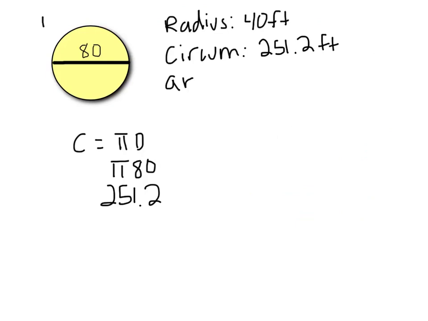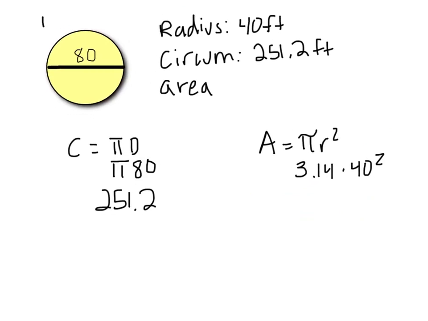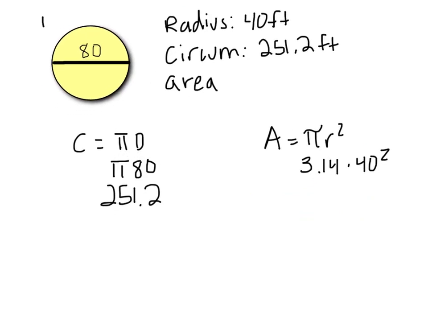Finally, we're asked for the area. As always, we write our formula, area equals pi r squared, and we want to fill in our numbers. So we have 3.14 times our radius, which we already found is 40, and we're squaring that. This is 3.14 times 40 times 40, or you can use the squared button, which is 5,024. Since we're doing area, this means that we have 5,024 feet squared.